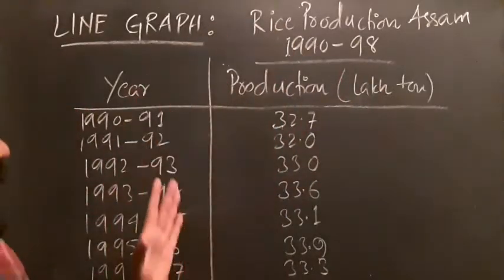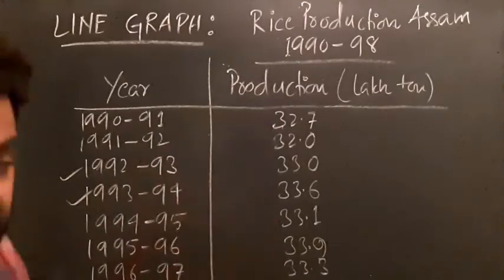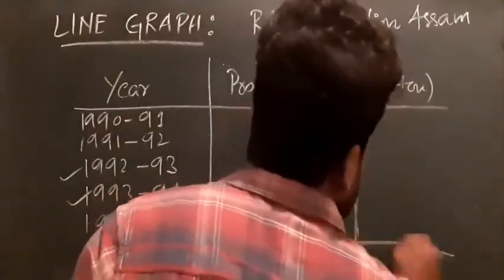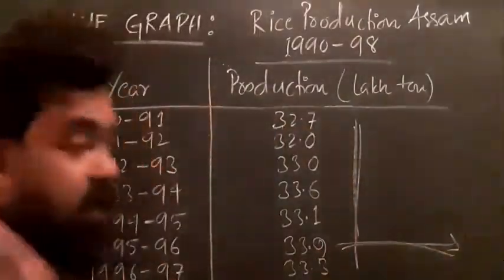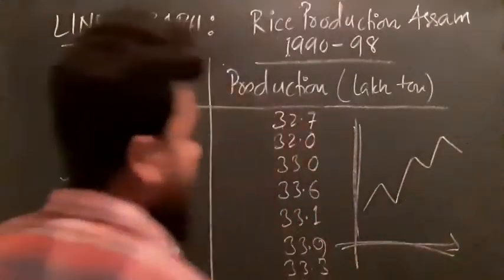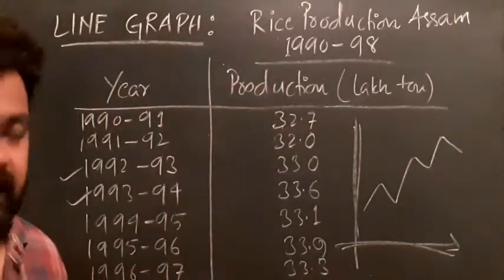Now we'll represent this data according to the line graph. So we know the line graph is like this. This is the y-axis, this is the x-axis. Generally a bar diagram is represented through rectangles, but a line graph is represented like this. So through this diagram we will represent this data.